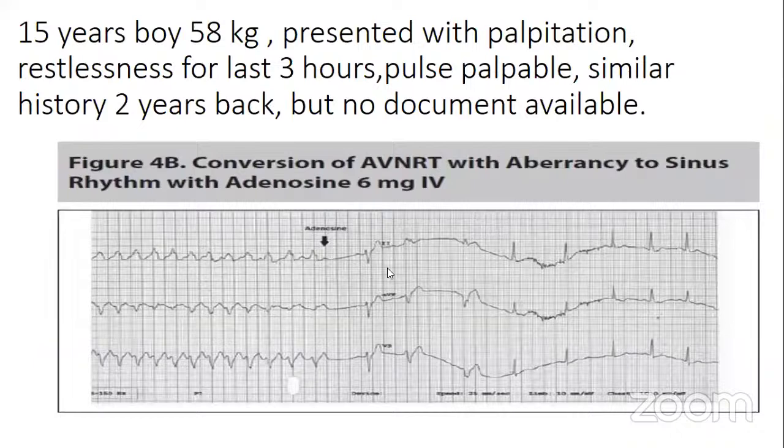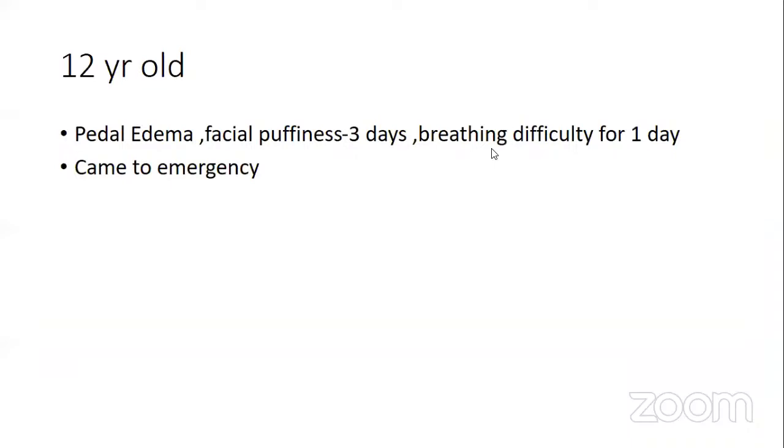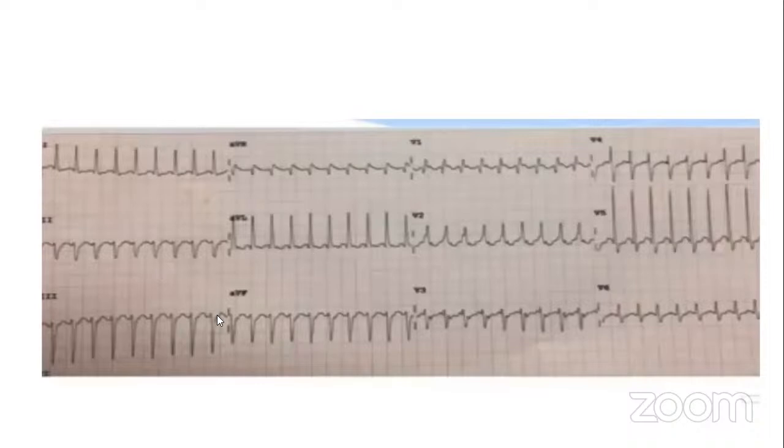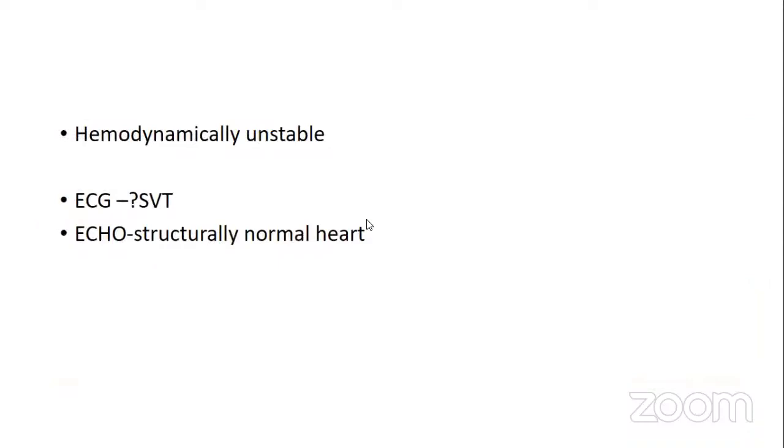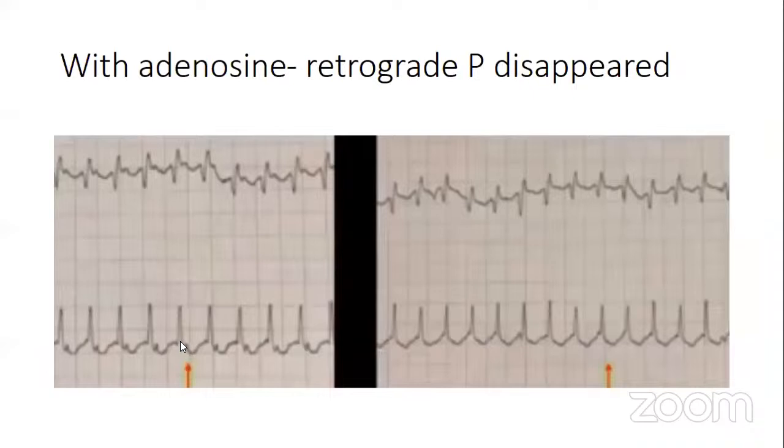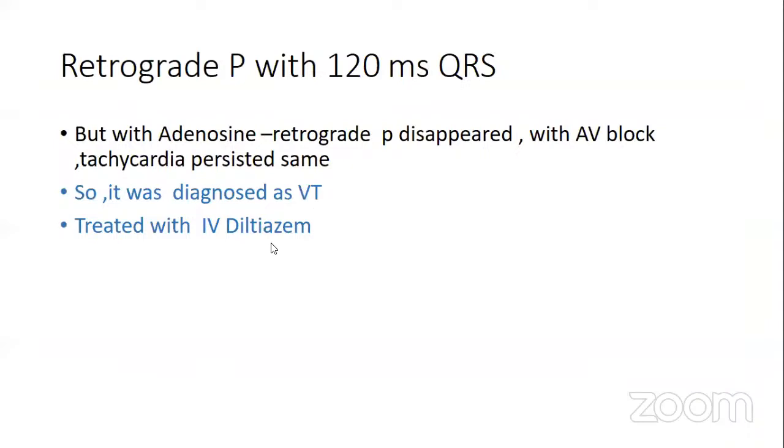A 12 year old child, facial puffiness for 3 days, breathing difficulty for 1 day, came to emergency. We can see the tachycardia, where the QRS was around 120 milliseconds, which was borderline for this child. Hemodynamically unstable child. It was SVT or VT, structurally normal heart, with adenosine. We can see the P immediately after the QRS, which disappeared after the adenosine. So this P was a retrograde P, but the tachycardia persisted. So adenosine could not convert the rhythm to sinus rhythm. So it was diagnosed as VT and treated with IV diltiazem.